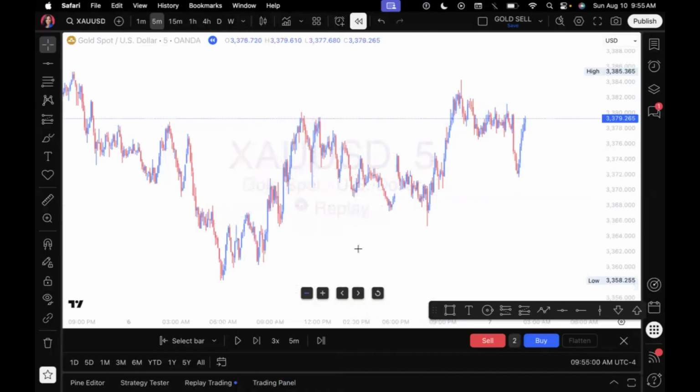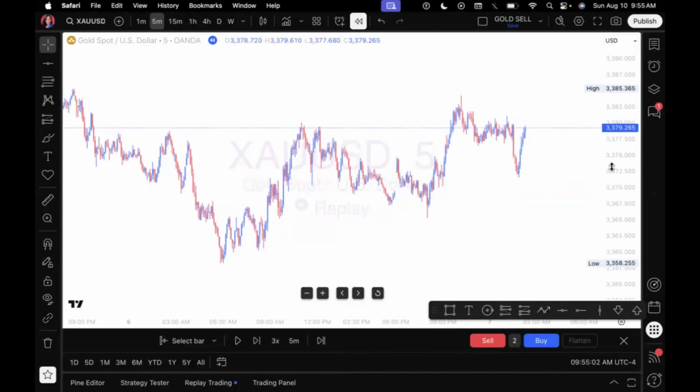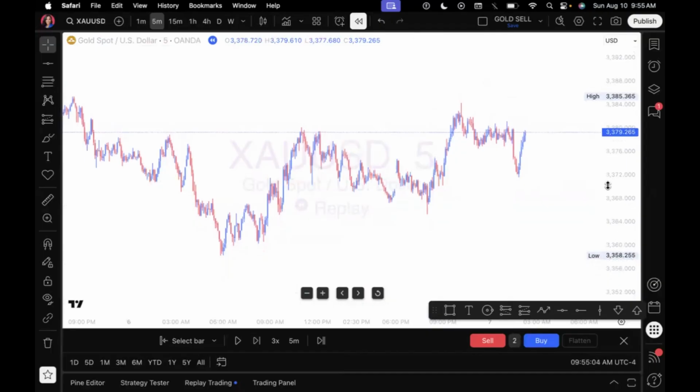Now, the next thing we're going to do is we are going to mark up previous levels of support and resistance. This is the first step that I do in all of my trades, and it's because the market is pretty repetitious. It's always going to revisit the same highs and revisit the same lows, except for when it's creating new all-time highs or new all-time lows.